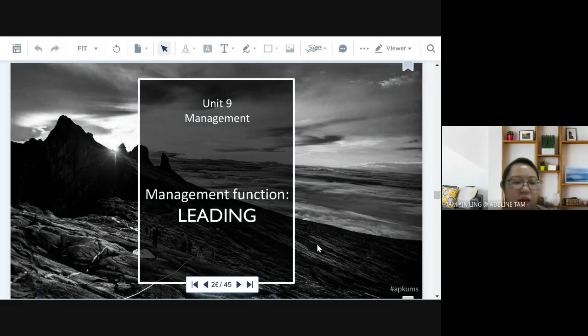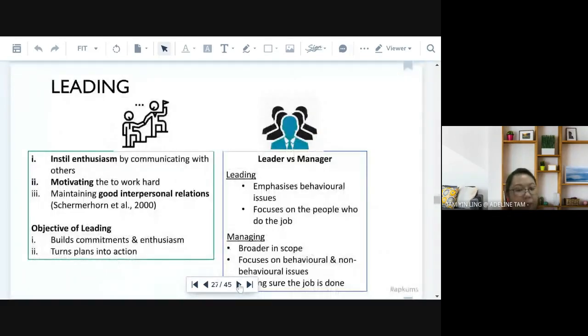Okay, then next we will go to leading. In leading, we look at how a leader will lead the people, or how a manager will lead the people. So when we talk about leading, remember, it is about how we manage the people, bagaimana kita mengurus sumber manusia.